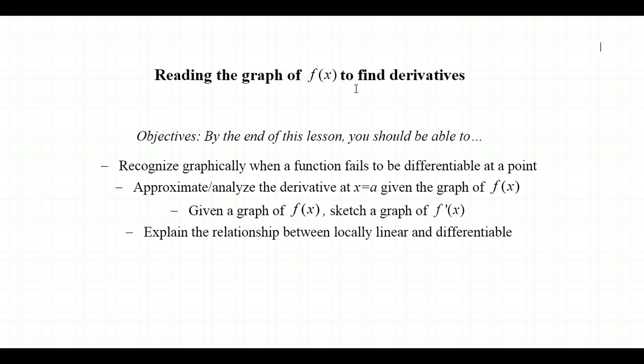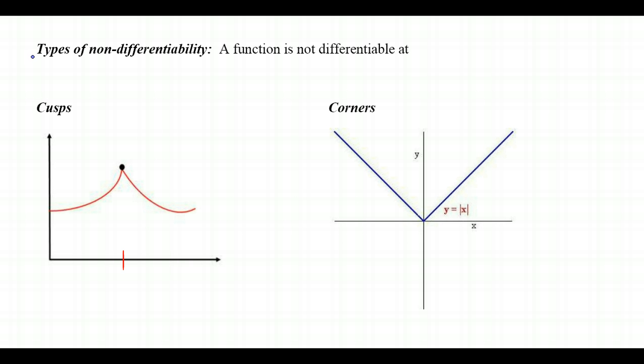Reading the graph of f of x to find derivatives. Objectives. By the end of this lesson, you should be able to recognize graphically when a function fails to be differentiable at a point, approximate and analyze the derivative at x equals a given the graph of f of x, given a graph of f of x, sketch a graph of f prime of x, and explain the relationship between locally linear and differentiable.